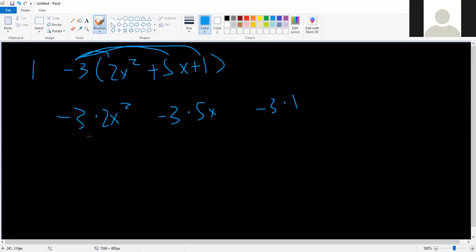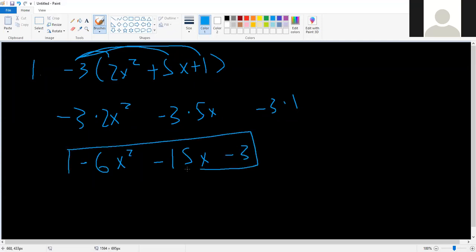So negative 3, you just multiply the coefficient with negative 3. Negative 3 times 2 is negative 6, x squared. Negative 3 times 5 is negative 15, x. And negative 3 times 1 is negative 3. So this is fully simplified using the distributive property. Can't simplify it anymore. These are different terms. That's it.